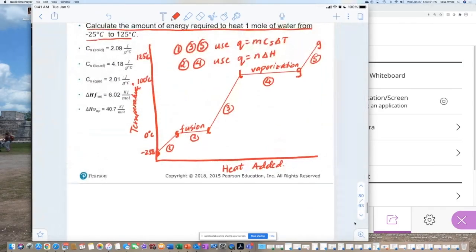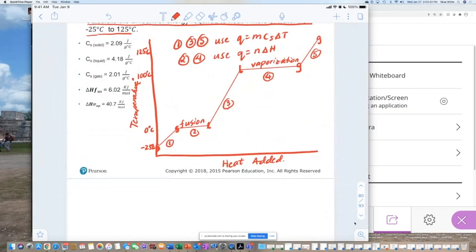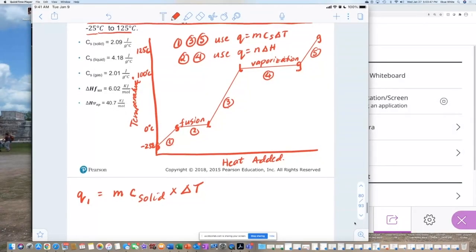Anyways, let's see. We'll do number 1. Number 1 here, Q1 will be equal to mC. Q1 is in the frozen section, so C ice or solid. Let me say solid because the question says solid here. mC solid times delta T. Okay? So let me see.